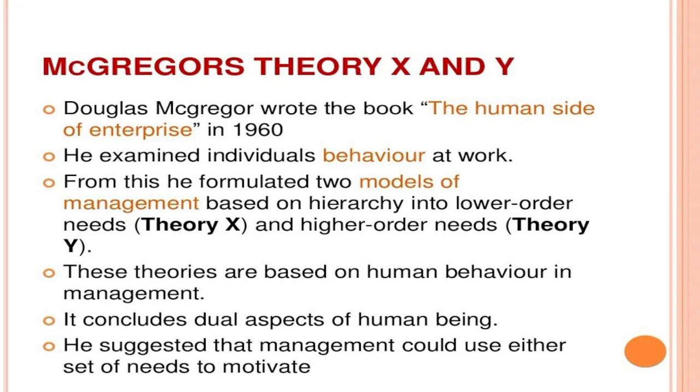So McGregor suggested two theories based on individual behavior. These theories are based on human behavior in management, and they conclude dual aspects of human beings. As a person has a different mentality or individuality, I think he is telling like that. Okay, he suggested that management could use either set of needs to motivate. Dual aspects are there. You can motivate the person as it is, or you can use the person's internal motivator to motivate the worker himself.